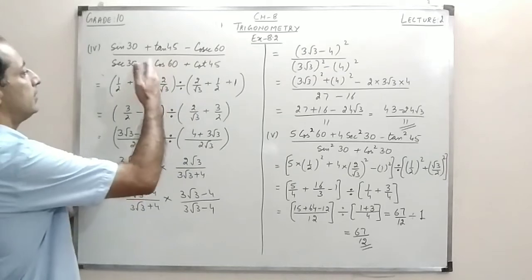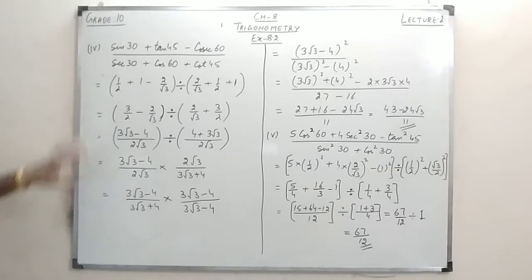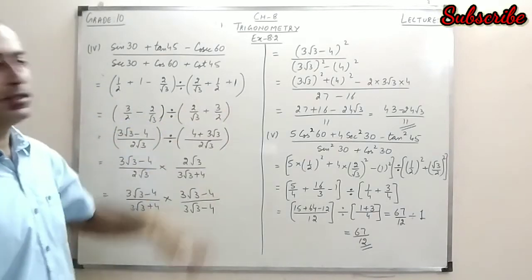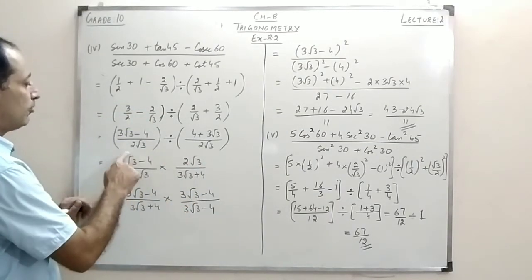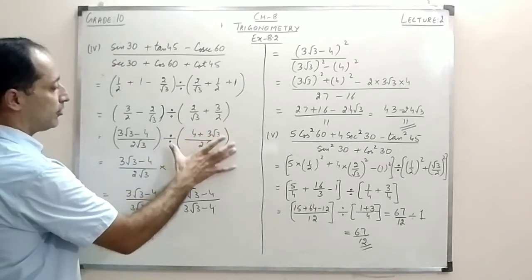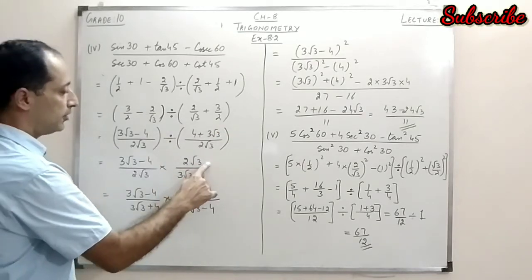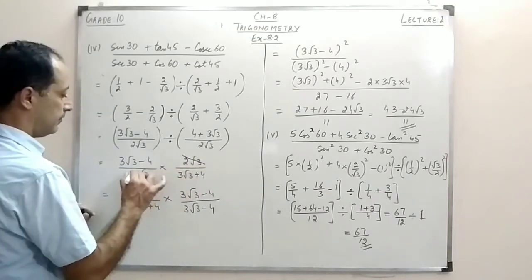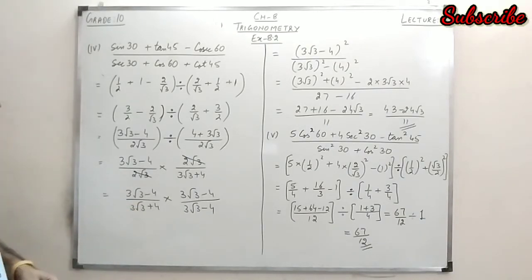Now in the denominator this is secant 30, root 2 by root 3, cos 60 is 1 by 2, cot 45 is 1. Just simplify them. This 1 by 2 plus 1 becomes 3 by 2. Here also 1 by 2 plus 1 becomes 3 by 2. We simplify these two and we get 3 root 3 minus 4 after taking the LCM upon 2 root 3, and on this side also I have taken the LCM, and from division it becomes multiplication, so there is a reciprocal. So this is 2 root 3 upon 3 root 3 plus 4. This 2 root 3 and 2 root 3 cancel out. So what I am left with is 3 root 3 minus 4 upon 3 root 3 plus 4.